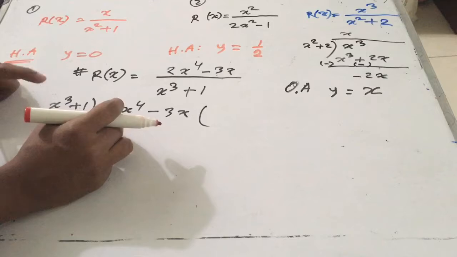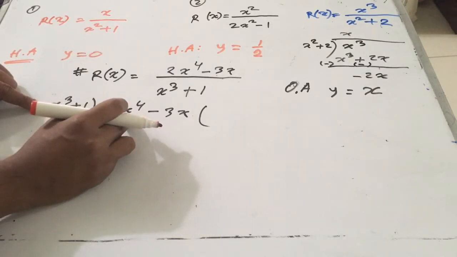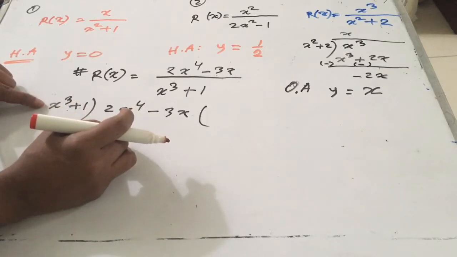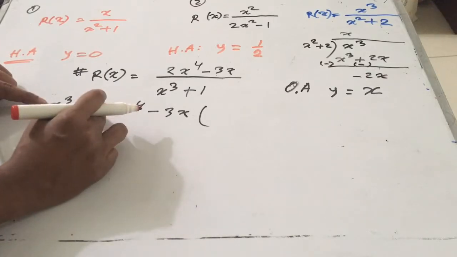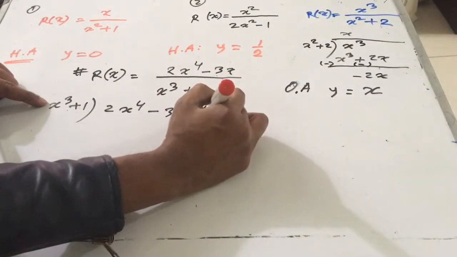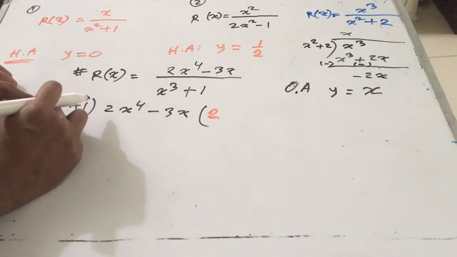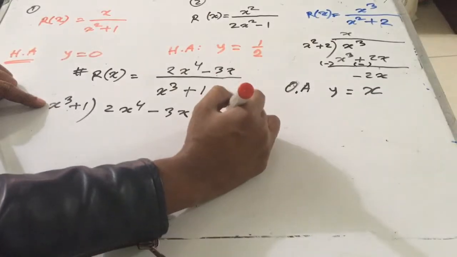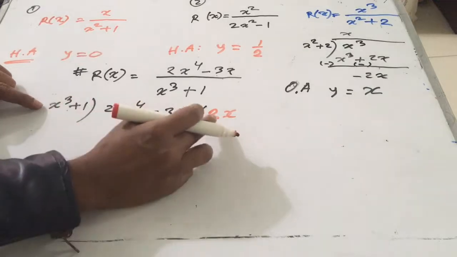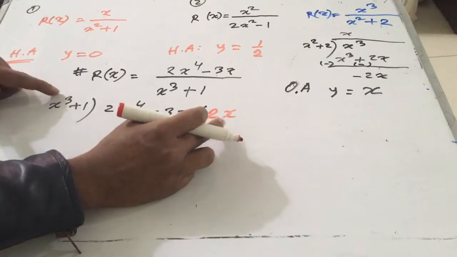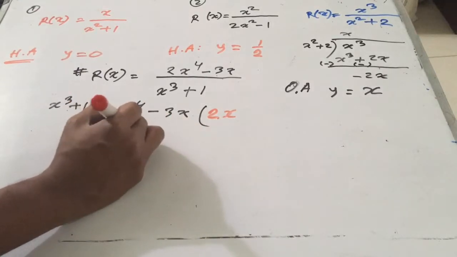What number do I need to multiply with the x cube so that my answer is 2x to the power 4? First of all, there is a 2 here. That means I have to multiply by 2 first to get this 2. Then I need another x. So see it: twice x into x cube equals 2x to the power 4. 2 will come here, and x cube into x equals x to the power 4. This is how we get it. So this is 2x to the power 4.